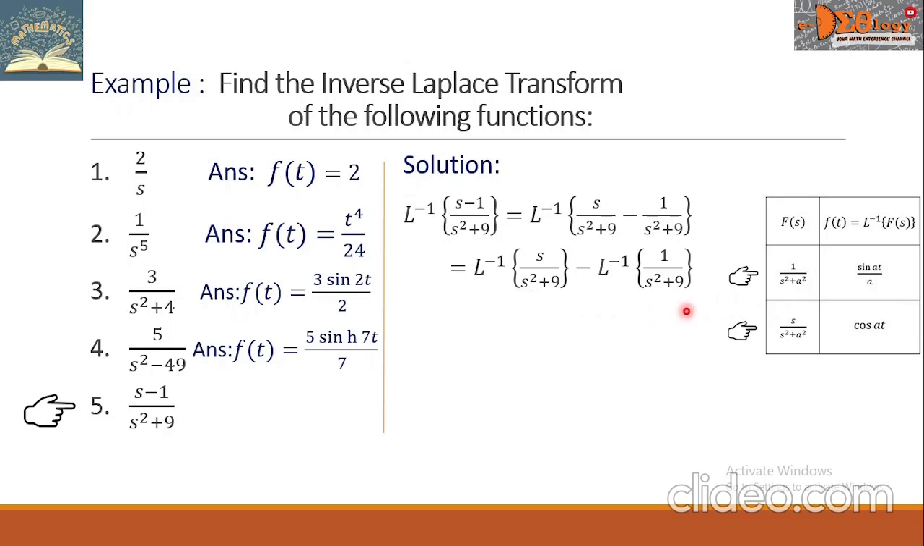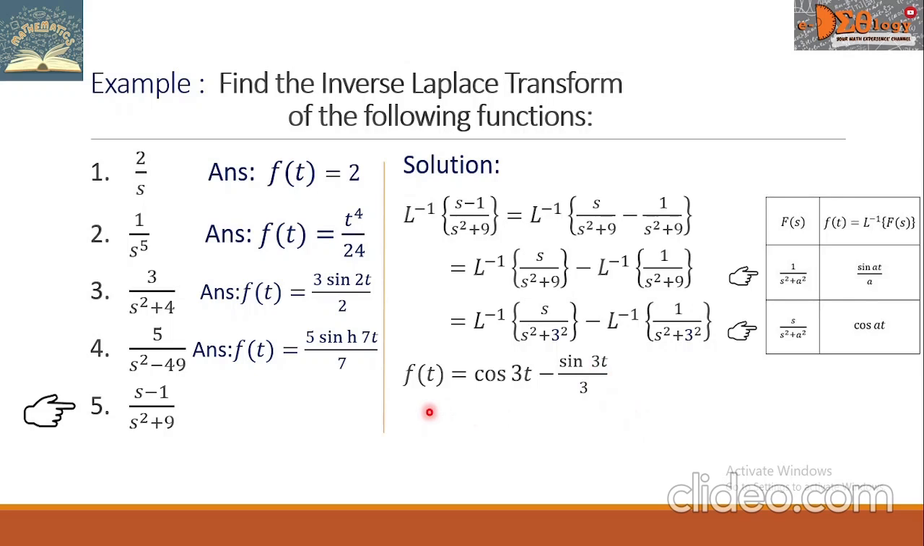Looking at our problem now, this value 9, we can rewrite this as 3 squared, so that we can define the value of a. Then we substitute the corresponding values. For the first Laplace inverse, it will be cosine 3t minus, for the second Laplace inverse, it becomes sine 3t all over 3. This is our f of t, and this is now the final answer. Let us copy this answer opposite problem number 5.